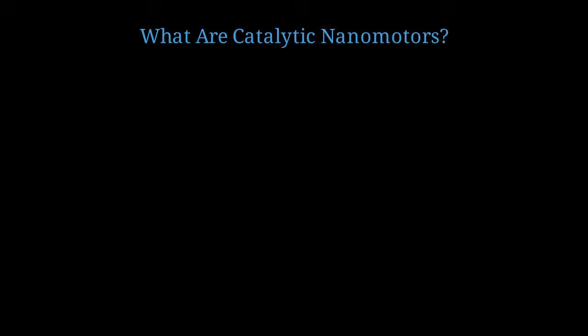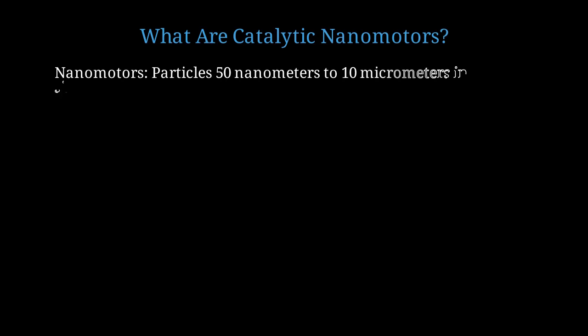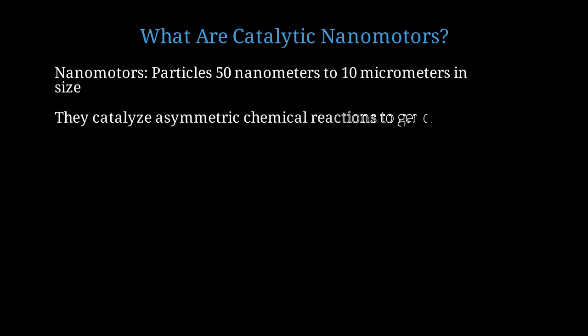Let's begin with the fundamentals. What exactly is a catalytic nanomotor? Catalytic nanomotors are synthetic particles, typically ranging from 50 nanometers to 10 micrometers in size. To put this in perspective, they're about 1/1,000th the width of a human hair. These particles have an asymmetric structure, often with one hemisphere coated with a catalytic material like platinum.